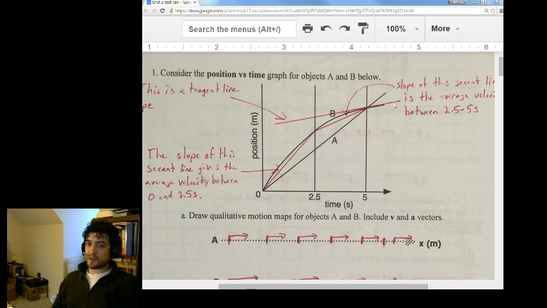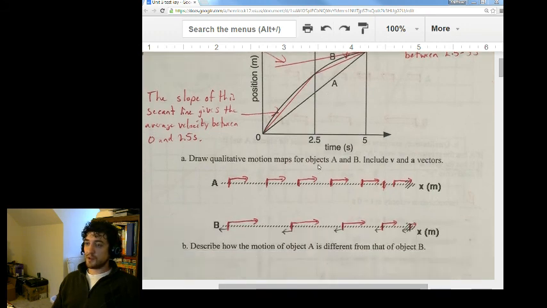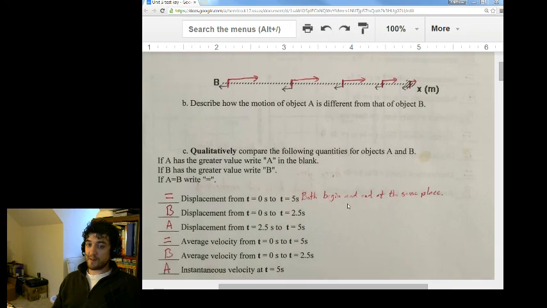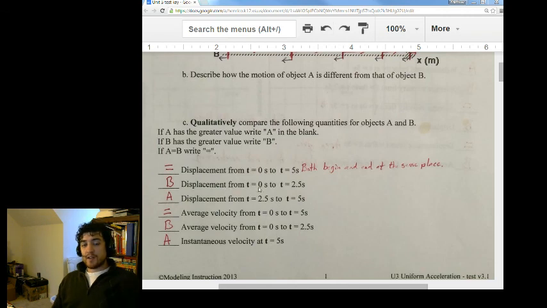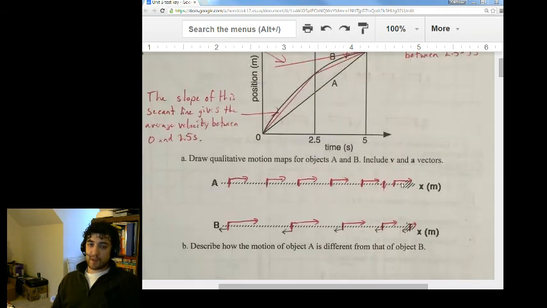That is to say they both started and stopped at the same place, which is to say that from 0 to 5, they both traveled the exact same distance. This is not true, however, if we only look at from 0 to 2.5 seconds.